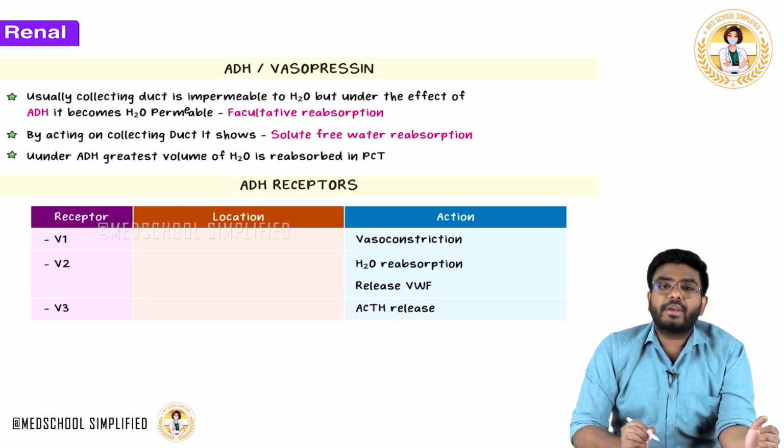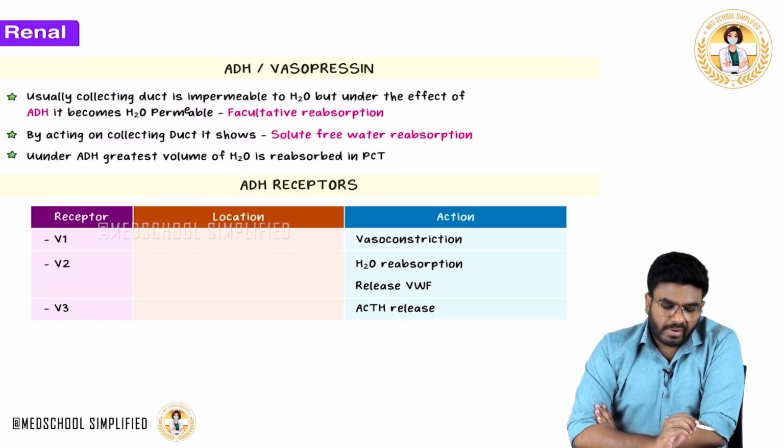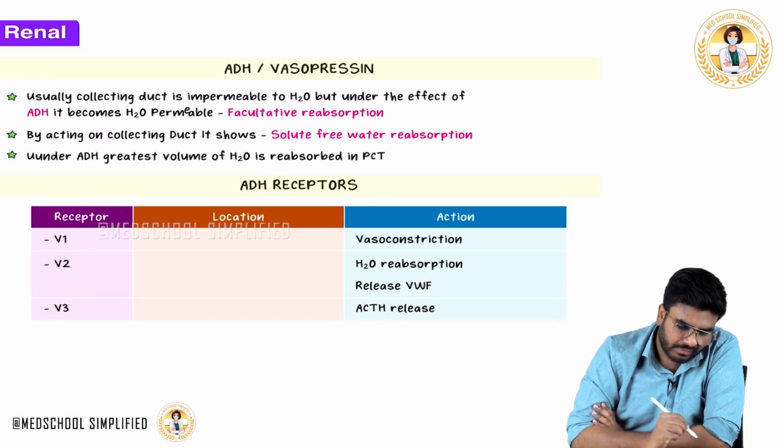Now let's talk about the antidiuretic hormone receptors, the important receptors of the antidiuretic hormone. Antidiuretic hormone has three receptors: V1 receptors, V2 receptors and V3 receptors.